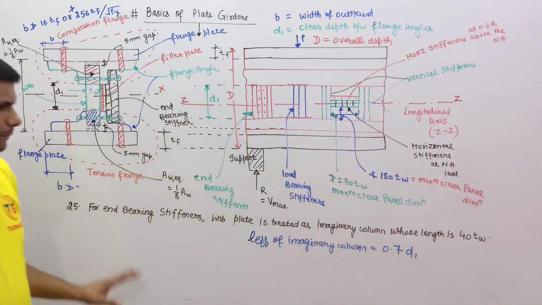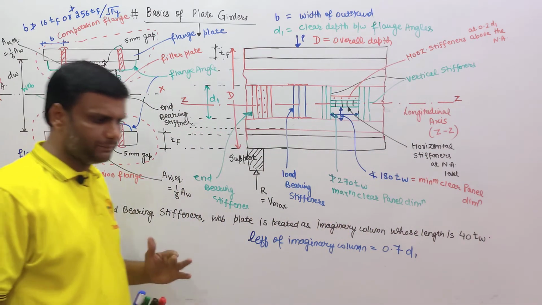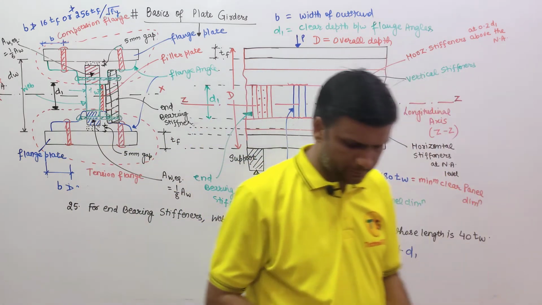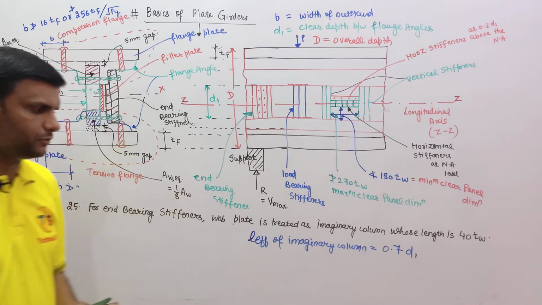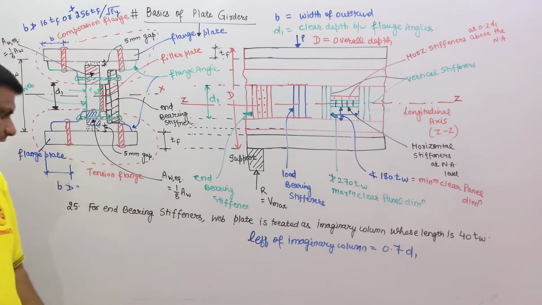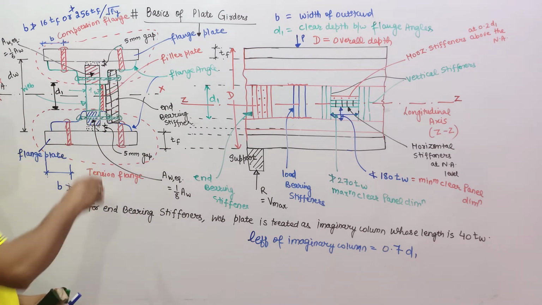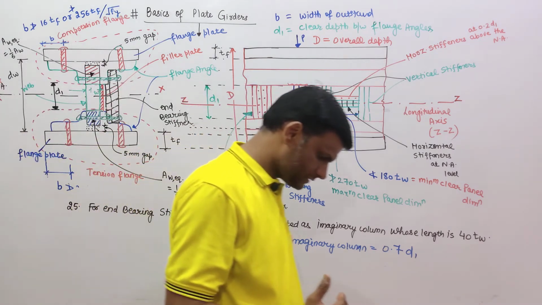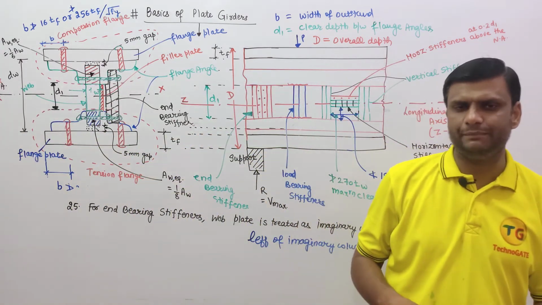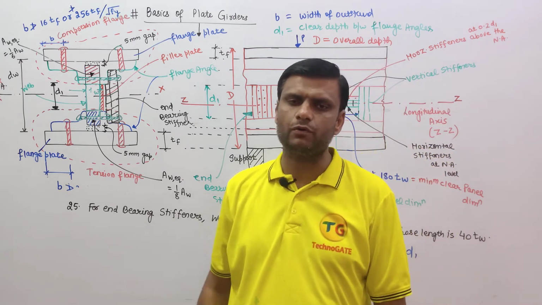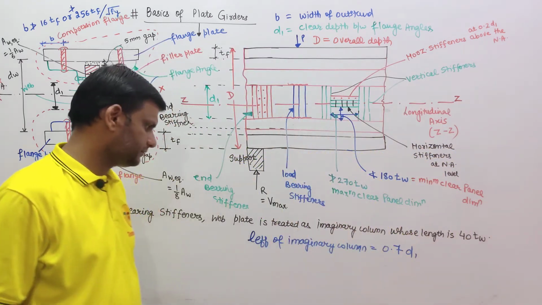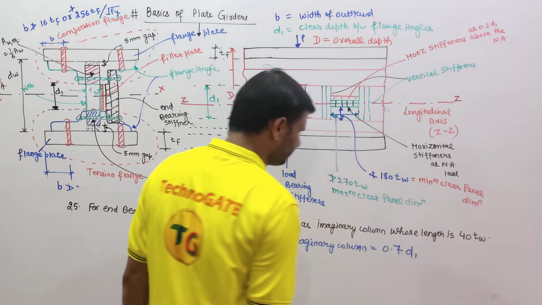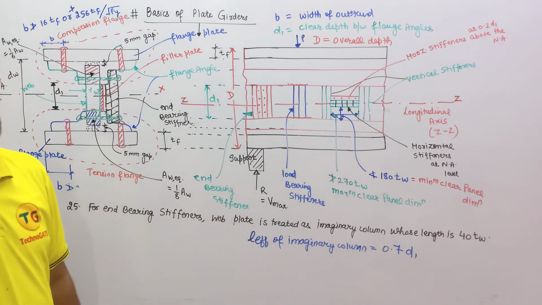Now please write down the problem with me. This completes your plate girders. After that we will discuss their solutions. If I am concluding about this point, end bearing stiffeners are designed as columns, and hence the web must be treated as an imaginary column whose length is 40 tw, and the effective length is 0.7 times d1.